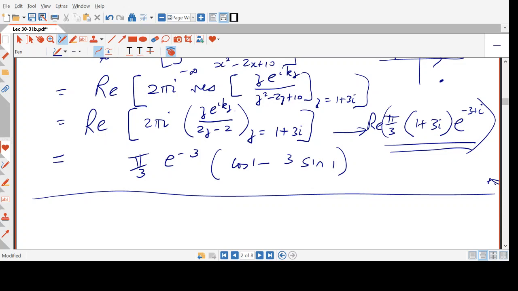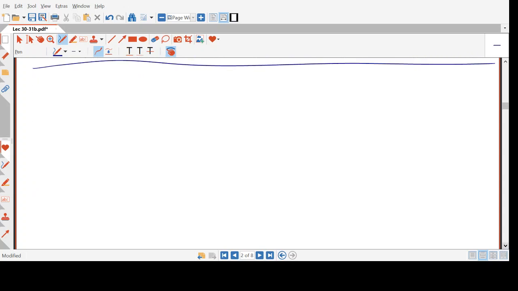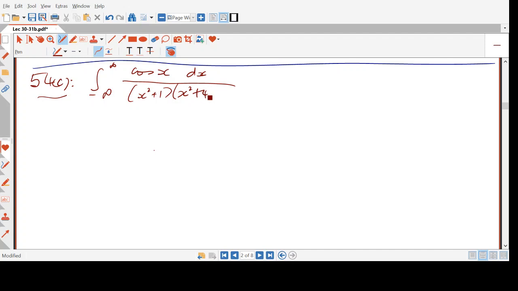Now consider problem 54C. This problem is the integral from minus infinity to plus infinity of cos x dx over x squared plus 1 into x squared plus 4. So it's looking like a Fourier category. So it's a Fourier type.